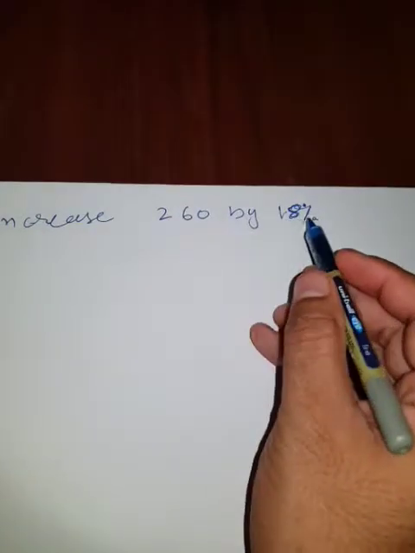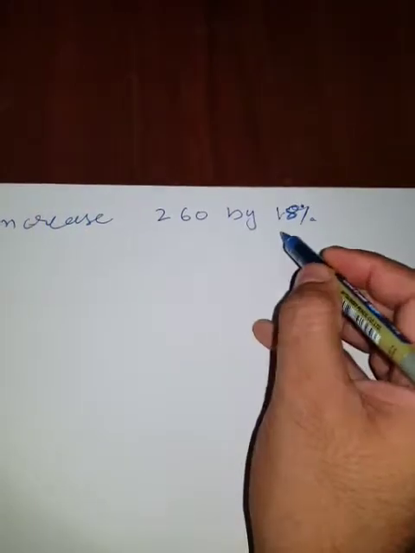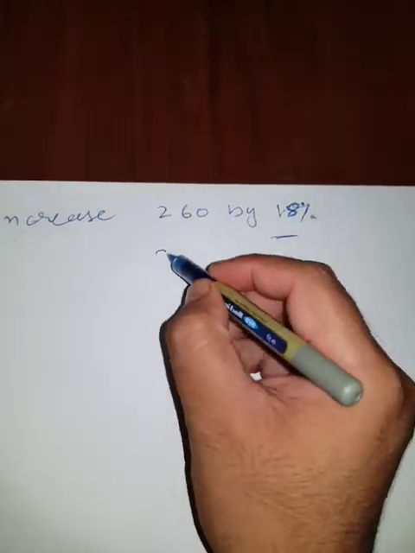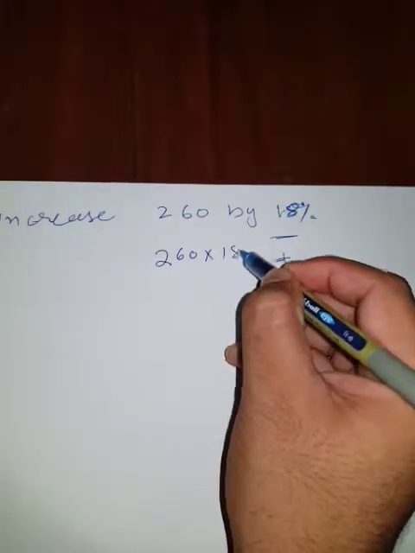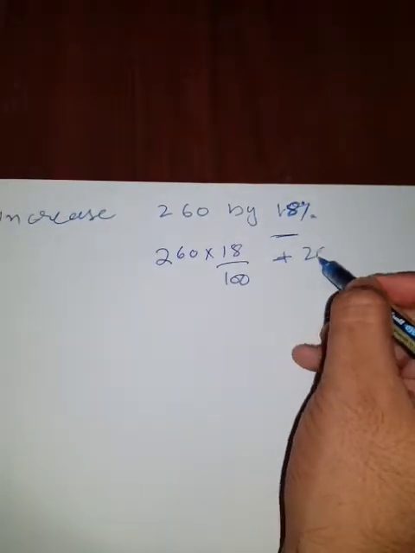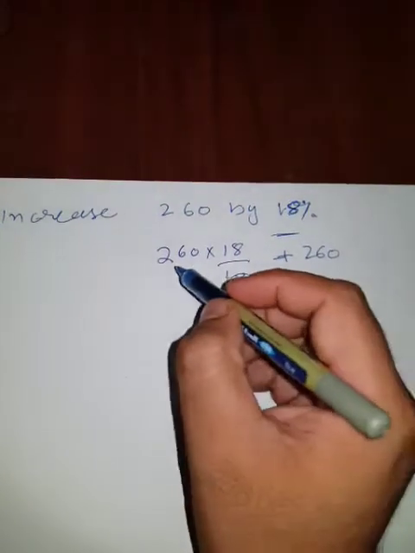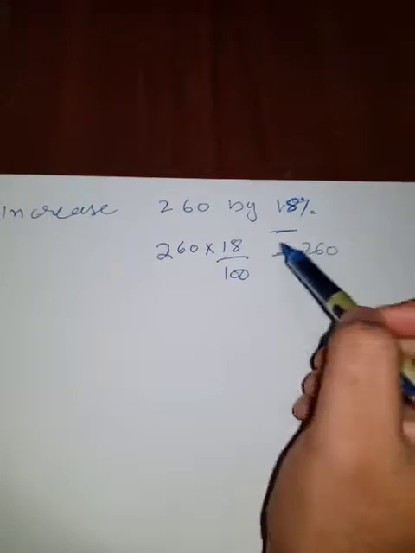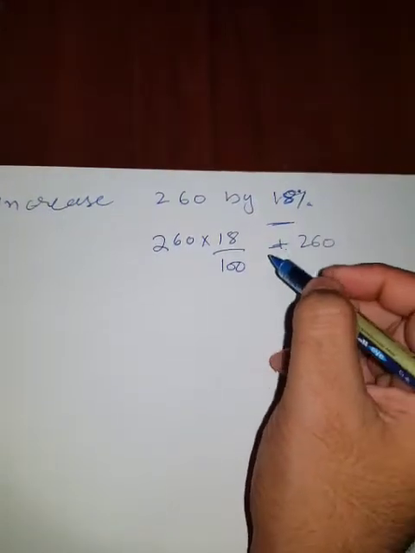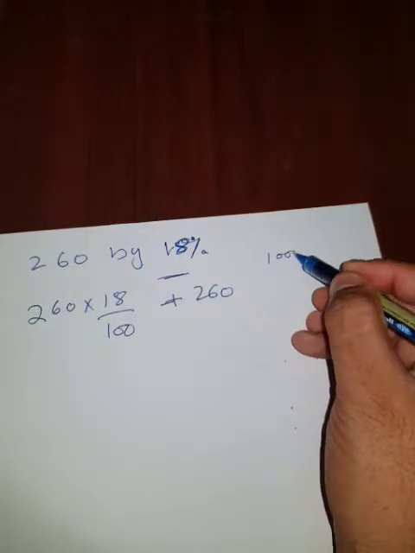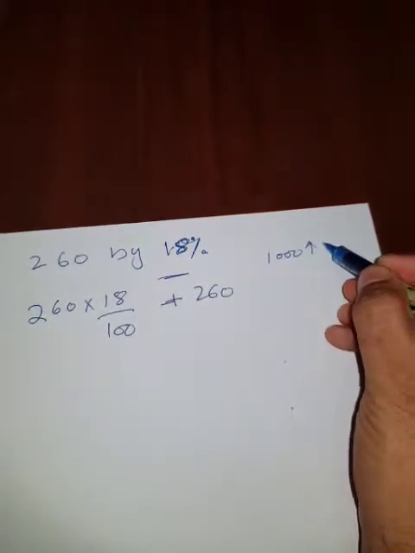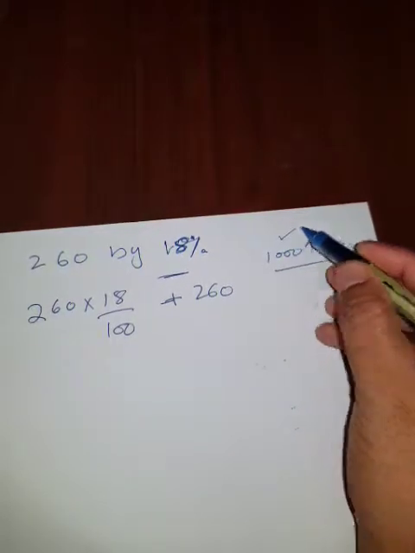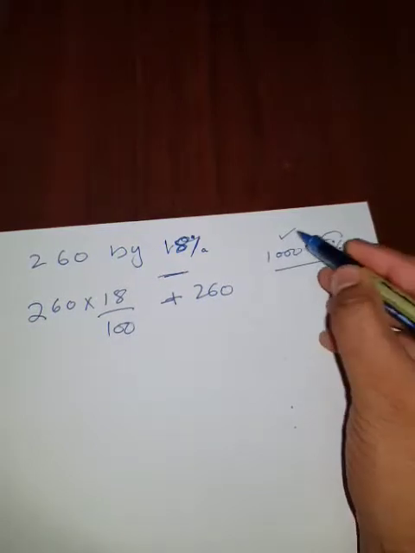Now, 260 by 18%. This means that I will find 18% and I will add that in which amount? In 260. So I will say, okay, first of all, 260 by 18% should be added in 260. Remember the basic example that will help you understand why we are adding these two things. If a person is working on a salary of 1,000, for example, and his salary is increased by 5%, this means that his new salary will not be 1,000 but will be a little more than 1,000.